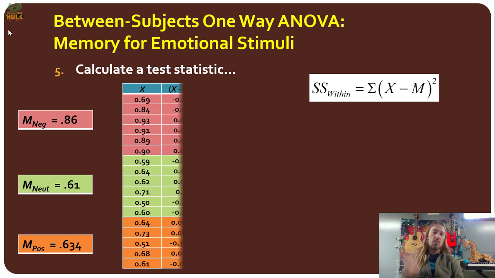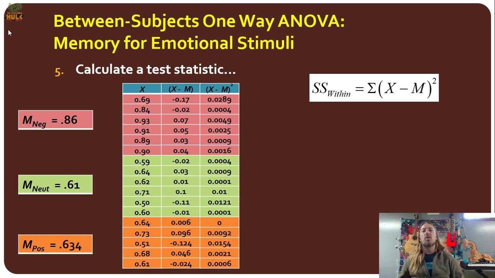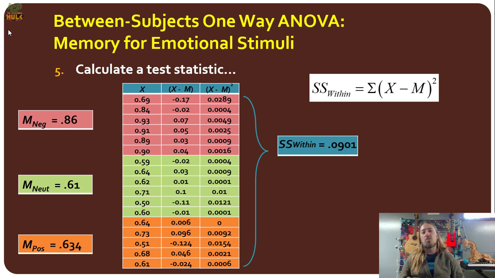This will give us all of those deviation scores. We can square all of those to get our squared deviations, and then we can sum them all up and get a sum of squares within of 0.0901.